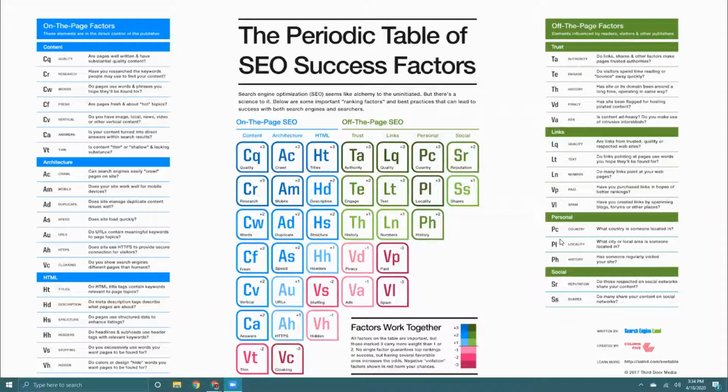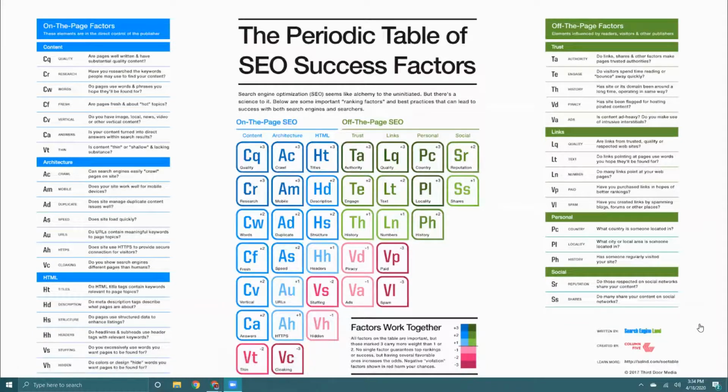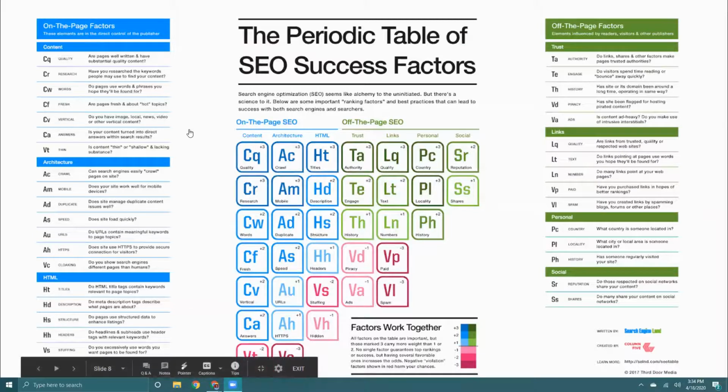This is a periodic table of SEO that I found, and it looks a little bit complicated, but it's really not. It breaks it down into two different factors. One is on-page factors, and the other one is off-page factors. By the way, this was generated by Search Engine Land. It's not my periodic table. But it's a good illustration of all of the different things that can affect the SEO.